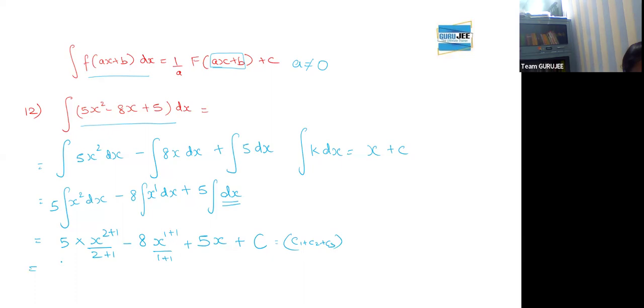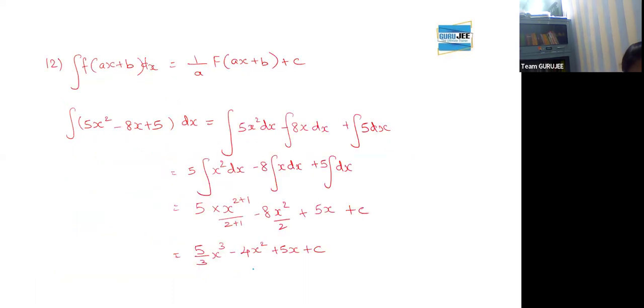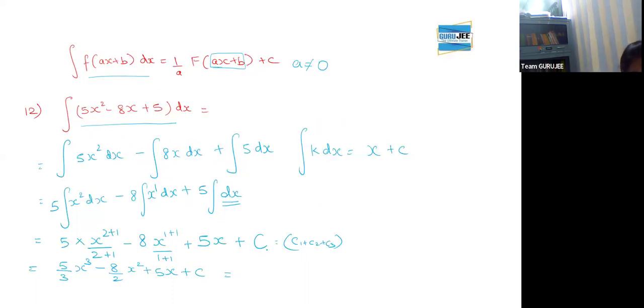What is the final result? 5 by 3 x cube minus 8 by 2 x square plus 5x plus c. Then you can simplify: 5 by 3 x cube minus 4x square plus 5x plus c. If the result or choice is not given, it's up to us. You can simplify to the maximum.